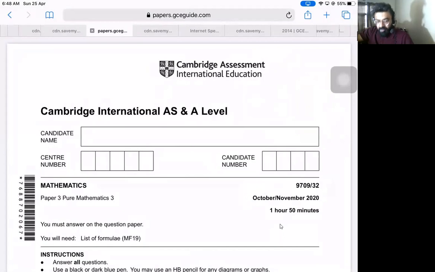Assalamu alaikum students. This is Hamza Noor, and today I am here with the solution of A-level mathematics 9709 paper 3 variant 2, October/November 2020, and the solution to question number 1 and 2. The link is mentioned in the description above.